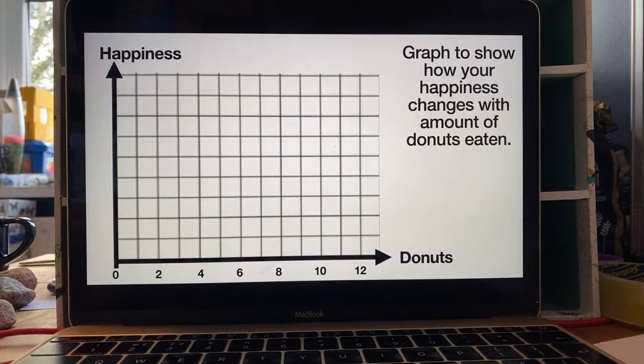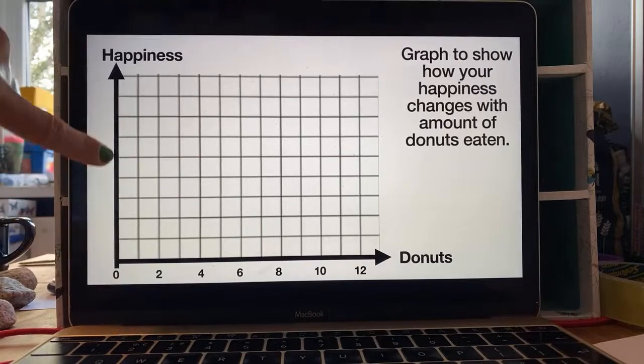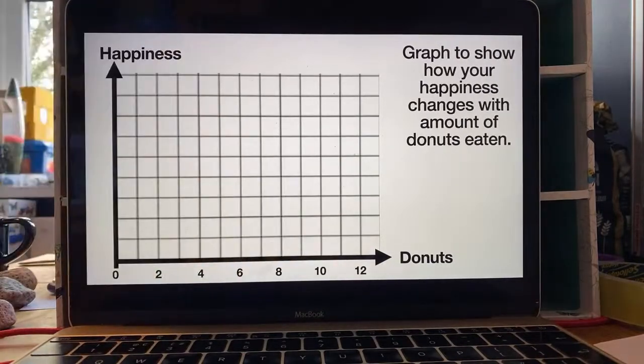You can't put a number on happiness, can you? So I've just left that as it is, but let's just say that it starts at 0 and your happiness gets higher and higher and higher as donuts goes along. Quick graph, please. How does your happiness change with the amount of donuts that you eat? I don't know what the units of happiness are either, so I'm not going to put those on.